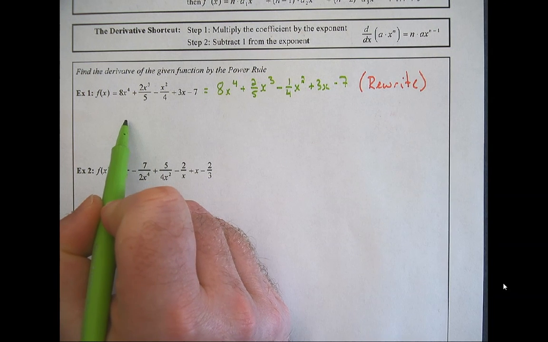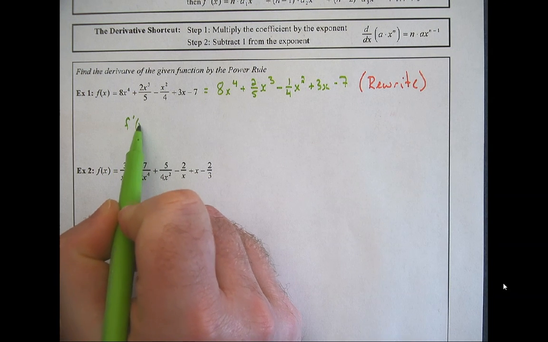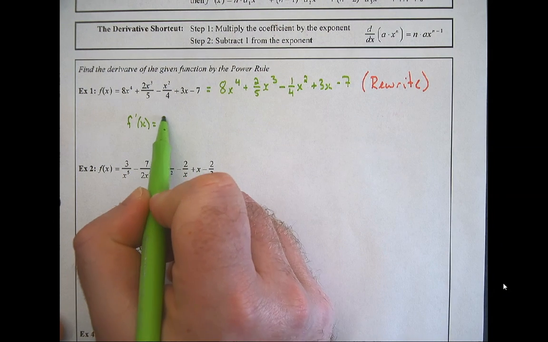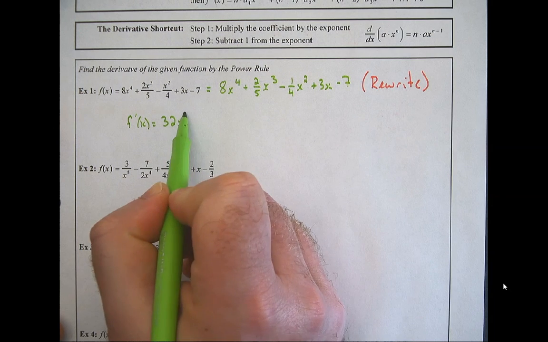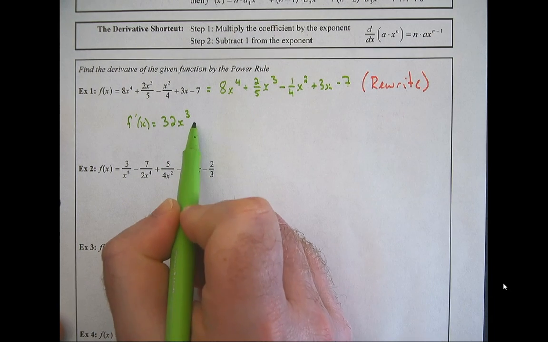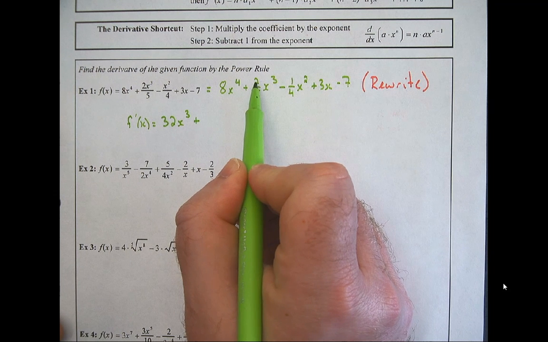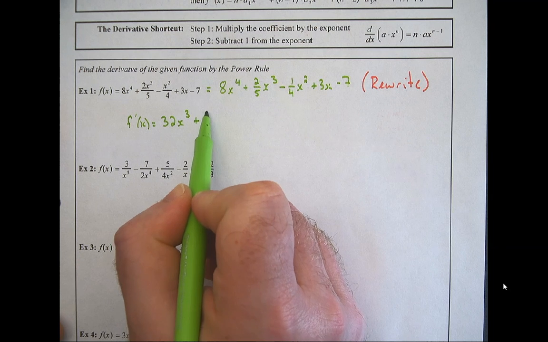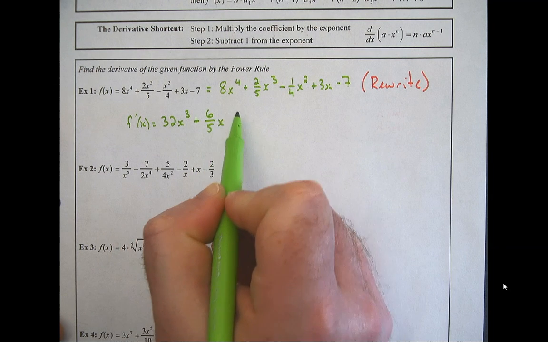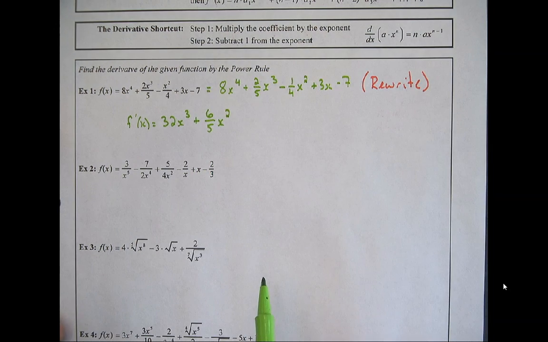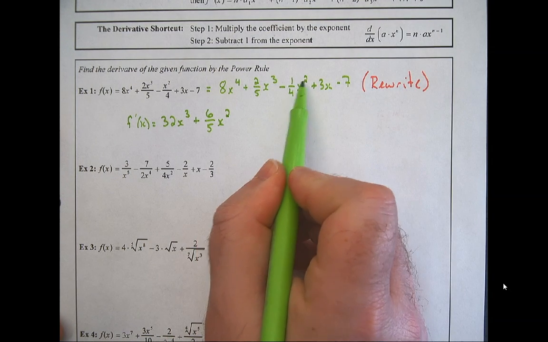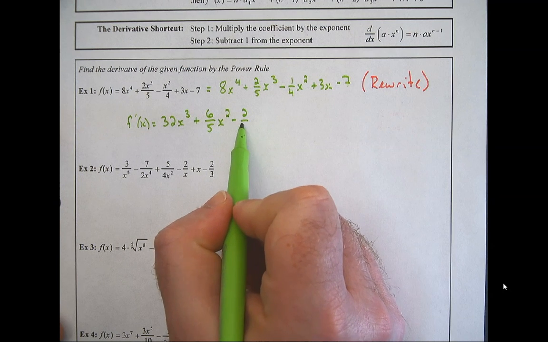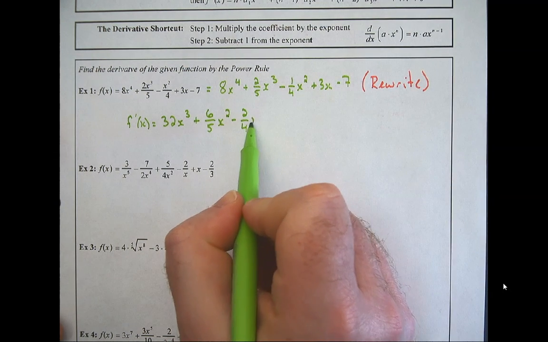So f prime would be equal to, okay, exponent times coefficient, that's 32. Subtract 1 from the exponent. Plus exponent times coefficient. So remember, this is going to be 3 over 1 times 2 over 5. So that becomes 6 over 5. X to the second. Subtract 1 from the exponent. Negative 1/4 times 2, that's going to be negative 2/4, which I'm going to reduce. Actually, I'll write it out the long way this time. Subtract 1 from the exponent.